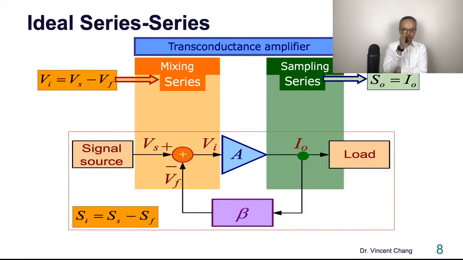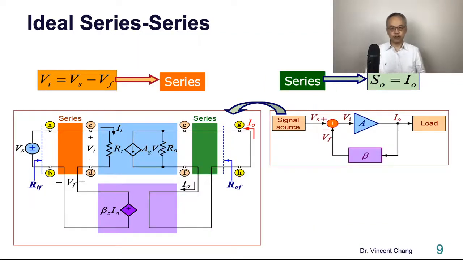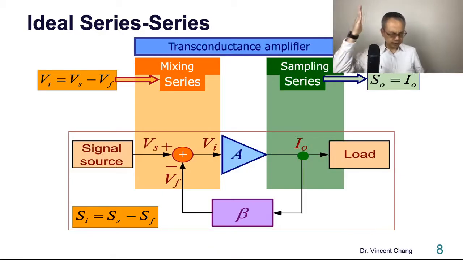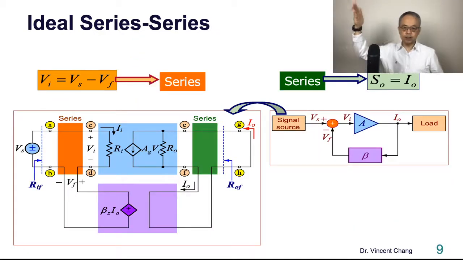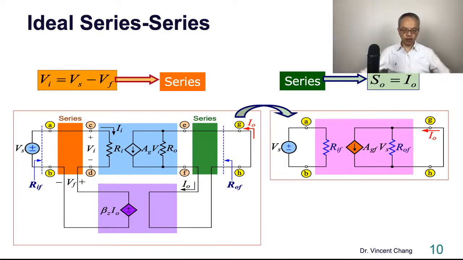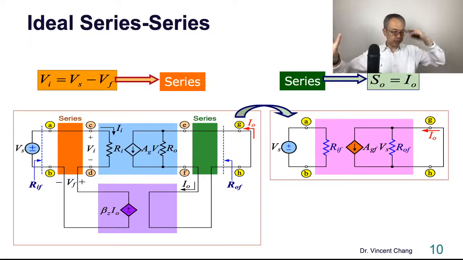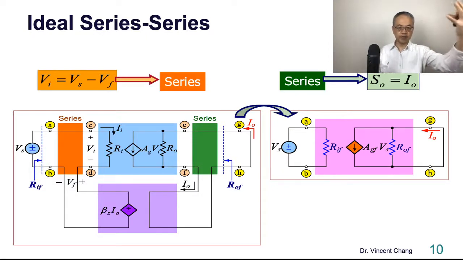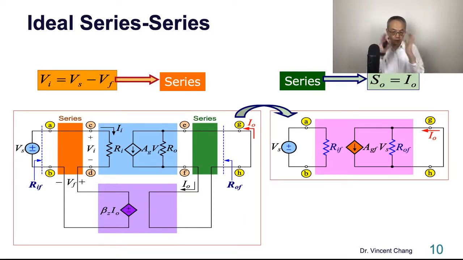Now this lecture is about the last two topologies, the series-series and the shunt-shunt. The series-series feedback is series mixing and series sampling. Voltage in and current out. So voltage input Vs and then current out, Norton, on the right. But the A_G has a subscript G. The G means conductance, so A_G means the transconductance. The A_G on the left is the open loop transconductance.